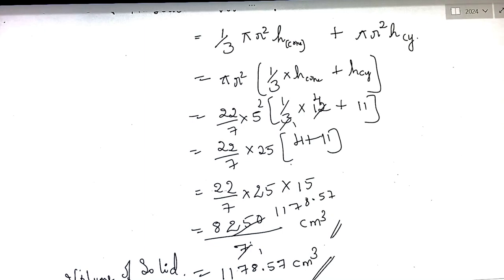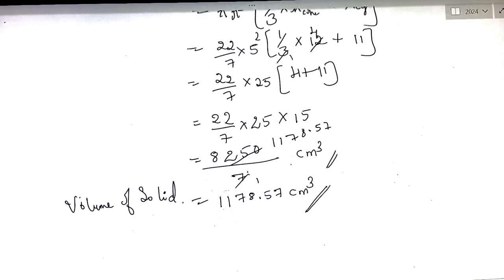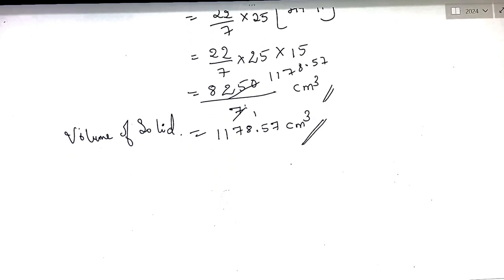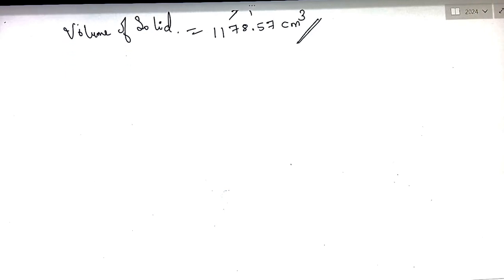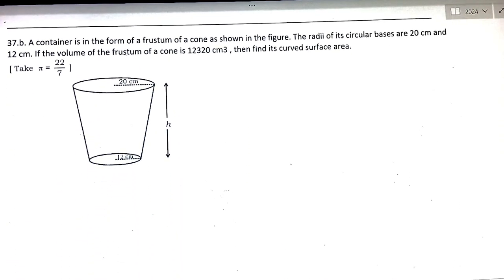Okay, if you write till here, you get the 4 marks. Either you can solve this question or you can solve the B question, that is the 37th B question. So the 37B question is, a container is in the form of a frustum of a cone as shown in the figure. So this is nothing but a frustum of a cone. The radii of its circular bases are 20 centimeter and 12 centimeter. If the volume of the frustum is 12320 centimeter cube, find the curved surface area.